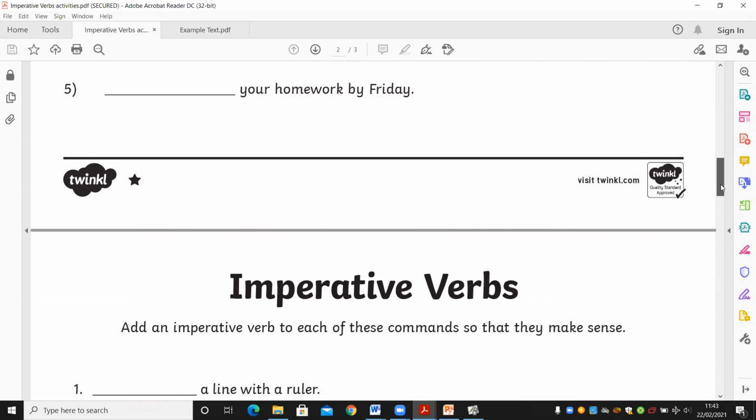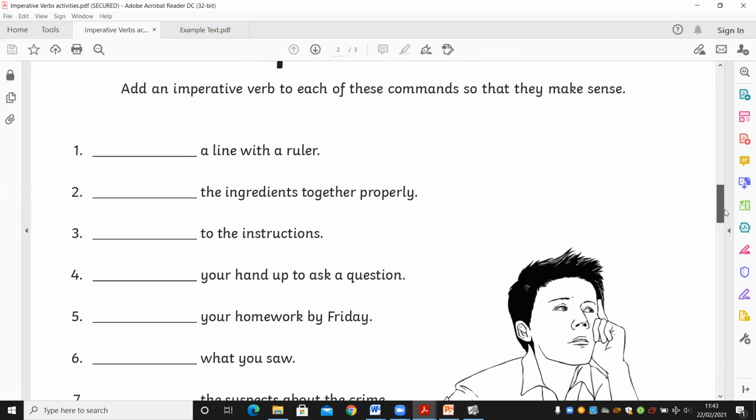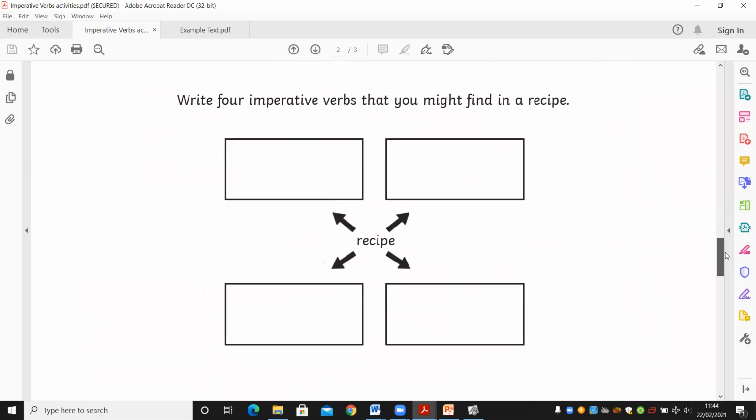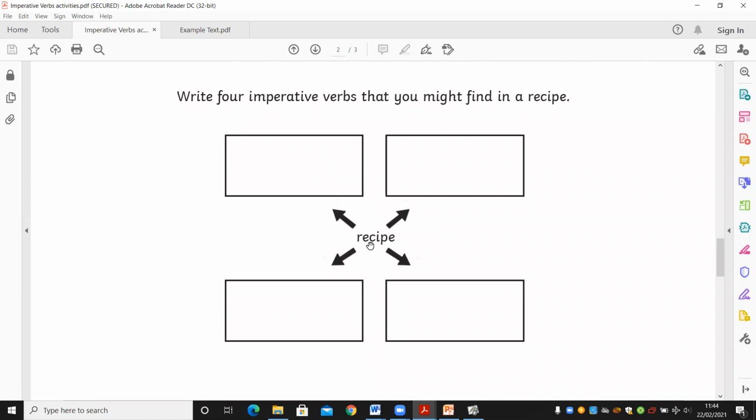The medium task is similar, as in you need to think of an imperative verb for each of these commands, and then you have the word recipe in the middle. And your task is to think of 4 imperative verbs that you may find in a recipe. If you were baking something or cooking something, what sort of imperative verbs would you find in a recipe?